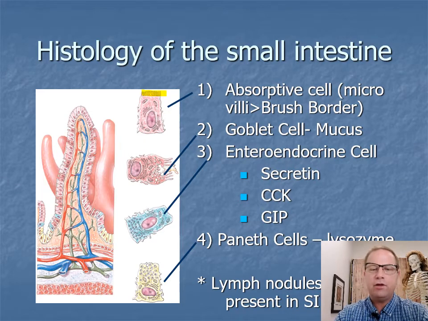And then we have something called Paneth cells that secrete something called lysozyme, and this is an antimicrobial protein that helps to prevent infection of the GI tract.